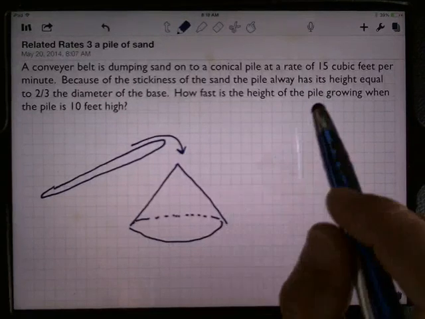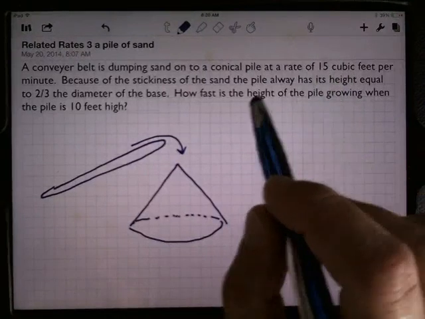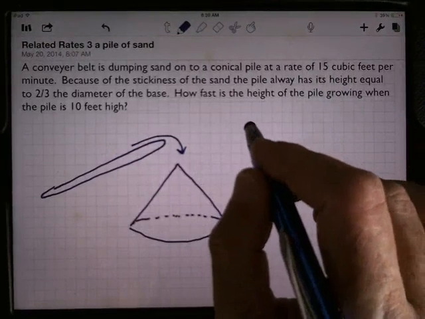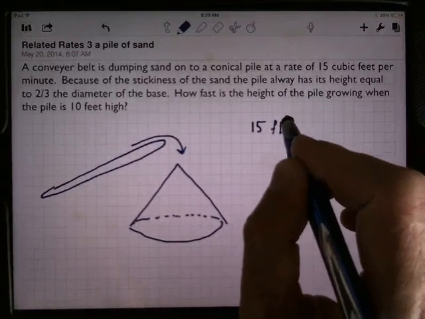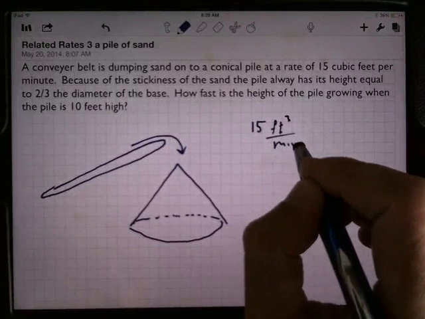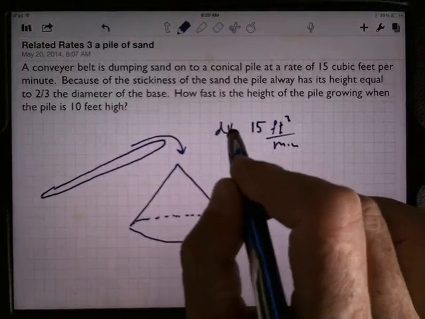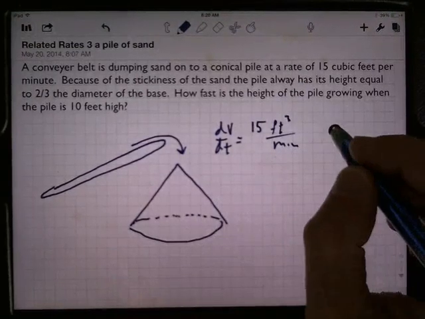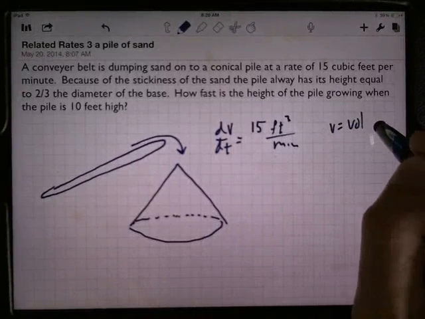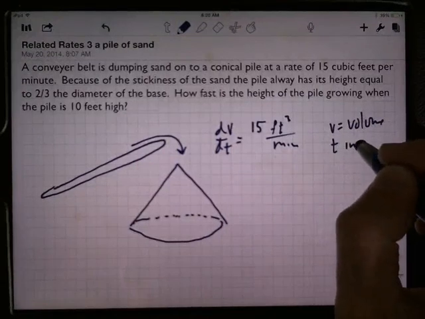Okay, so they give us this rate up here, 15 cubic feet per minute. That's the sand coming off. Cubic feet is volume, so this is a rate of change in volume. So I'll use V for volume, and T is time, T is in minutes.